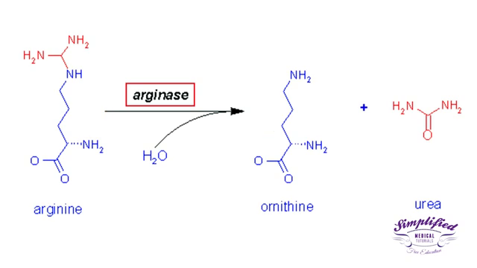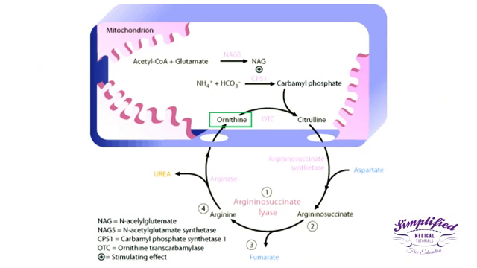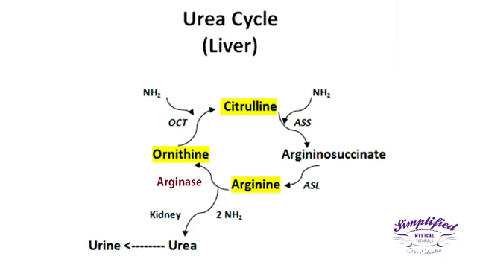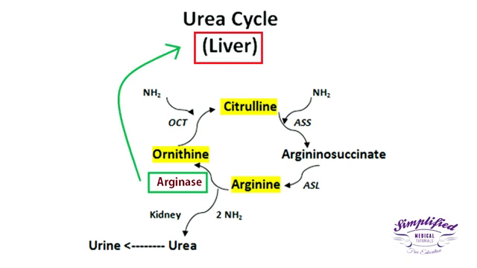Here the enzyme arginase cleaves arginine to ornithine and urea. Ornithine is transported back into the mitochondrion in exchange for citrulline, where it can be used for another round of the cycle. This last step occurs almost exclusively in the liver because the enzyme arginase is present primarily in the liver. So whereas other tissues such as the kidney can synthesize arginine by these reactions, only the liver can cleave the arginine and thereby synthesize urea.